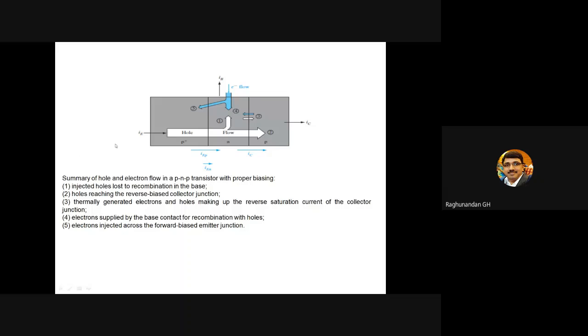One thing I need to tell you: sometimes they might ask you which is the largest region among these three layers. The largest region is usually the collector, but when we consider the concentration, it will be the emitter.